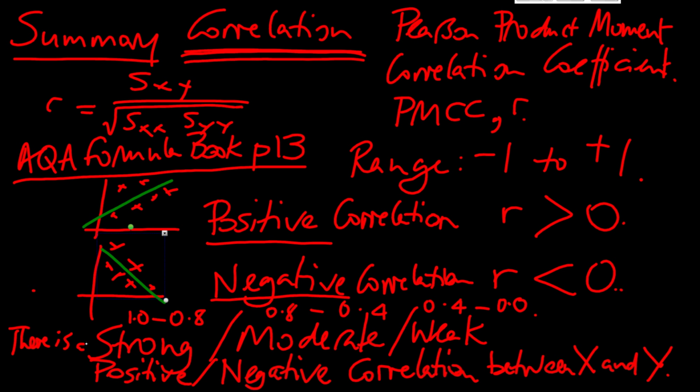We're going to end up in all these questions by writing a context statement, which is: there is a strong, in this case, but in other cases it could be strong, moderate or weak. That'll be your first choice, and your second choice is positive or negative correlation between X and Y.